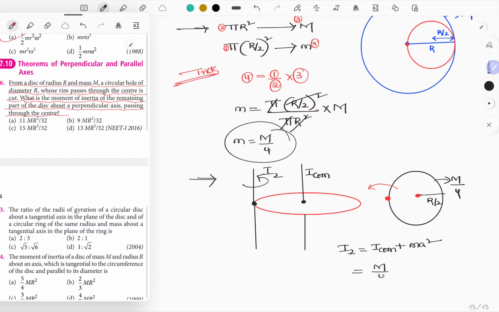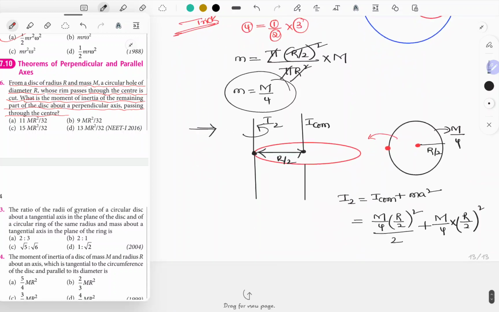Mass is m by 4, so the moment of inertia is m r square by 2, with R by 2 whole square divided by 2. This is how we have to represent it, plus the mass of that object, m by 4, into a square, where a is the distance of separation between these two axes, which is r by 2, so r by 2 whole square.